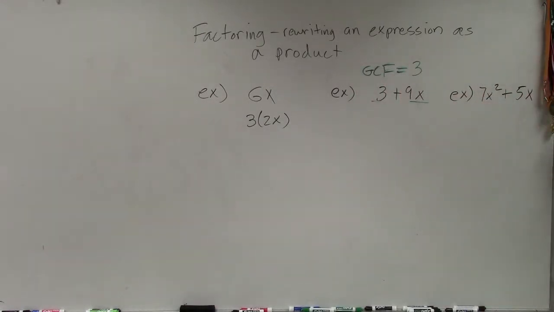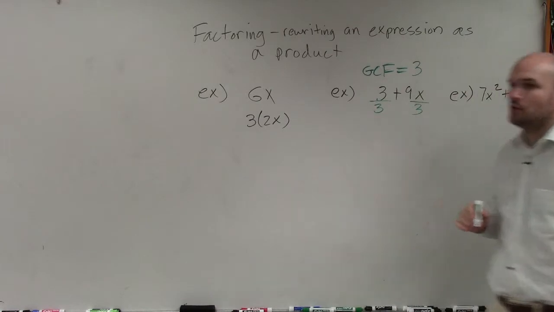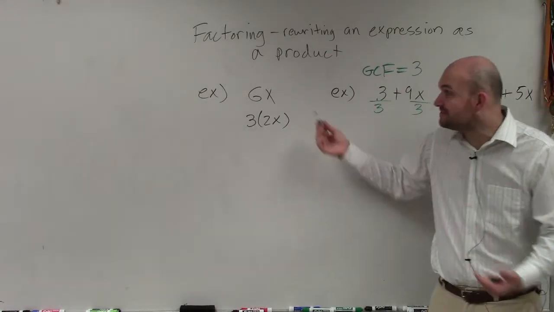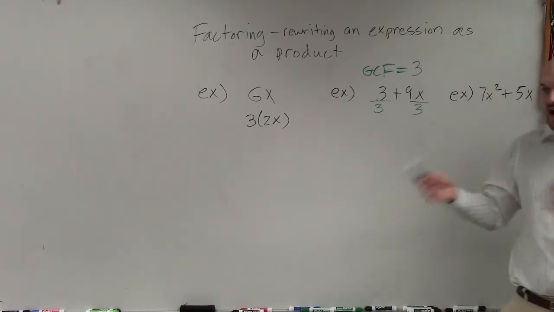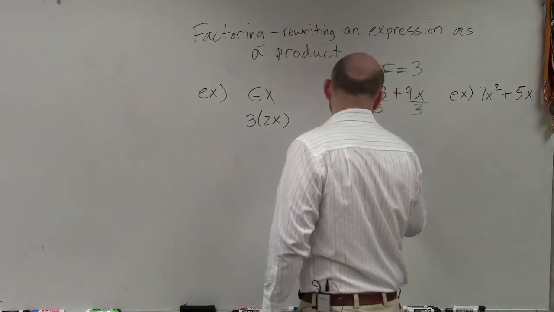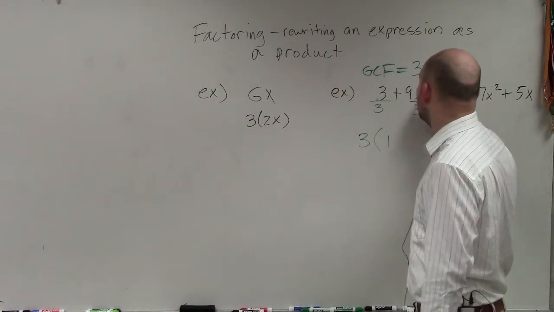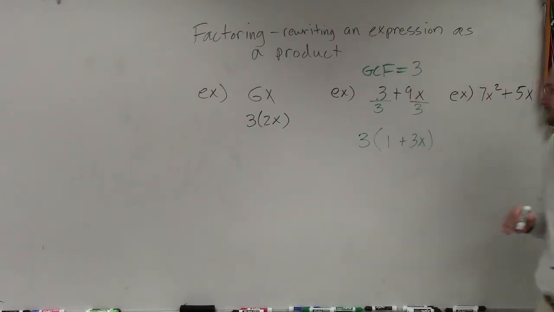So when you are factoring out a 3, basically what you are doing is dividing out 3 from both of those terms. Remember the purpose of this, ladies and gentlemen, is to rewrite it as a product. So if I'm dividing out, I'm going to rewrite this as 3 times... Now 3 divided by 3 is 1, and 9x divided by 3 is 3x.